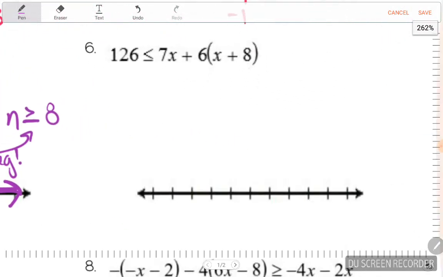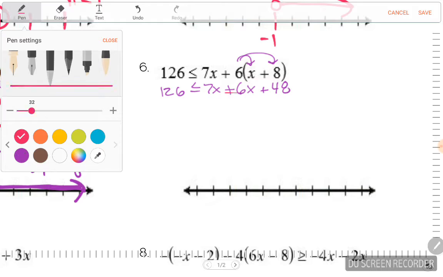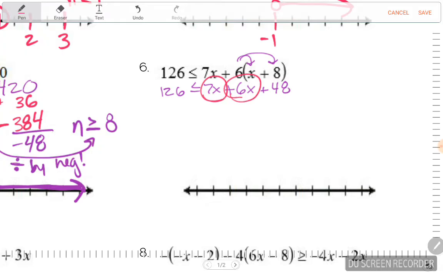Okay, looking at number 6. Again, I'm going to be distributing here. Drop down the other parts of the equation. 6 times x gives me 6x. 6 times 8 gives me 48. I see that I have two things that are x's here, so I'm going to combine those. 7x plus 6x, they're on the same side, so I just combine them. 7 and 6 means I have 13 on that side. I rewrite the rest of the problem.